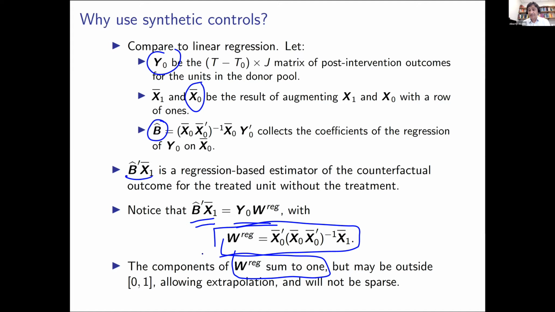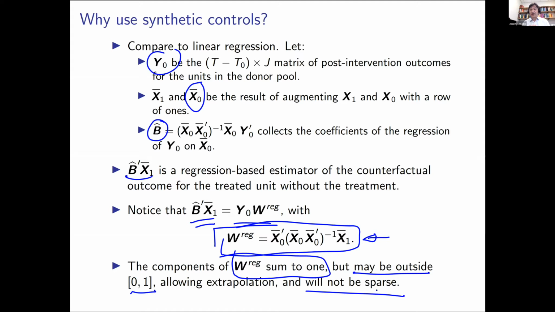Exactly like for the synthetic control. So what is the difference between doing this with regression and doing this with the synthetic controls? Well, the difference is that these weights here may be outside of the 0-1 interval. And we know that we should allow that because regression extrapolates. It's going to extrapolate to fit the values of the characteristics of the treated unit. Okay, it cannot be only based on interpolation. And also, as we will see in a moment, these weights are not going to be sparse.